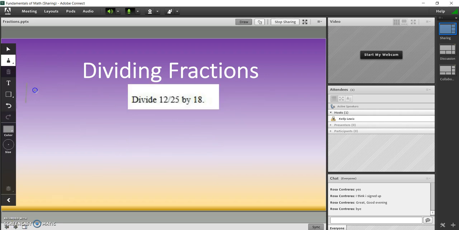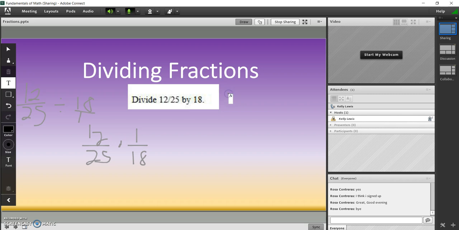Dividing fractions. 12 over 25 divided by 18. When you divide, don't you cry, flip that second sucker and multiply. 18 is the same as 18 over 1, so we're going to multiply by 1 over 18. Because what you're really doing when you flip the second one is, dividing equals multiplying by the reciprocal, just so you know. The reciprocal of 18 is 1 over 18. The reciprocal of 1/2 is 2 over 1, which is 2. The reciprocal of 3/4 is 4/3.